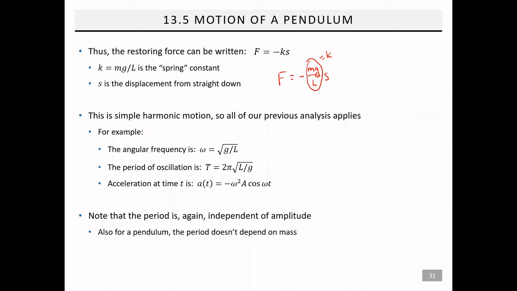And I do also want to point out that the period in this case is again independent of amplitude. This T only depends on the length of the pendulum and the gravitational constant. But for a pendulum, if you lift it a little bit higher, it's going to take just as long to swing back and forth as if you just tap it.